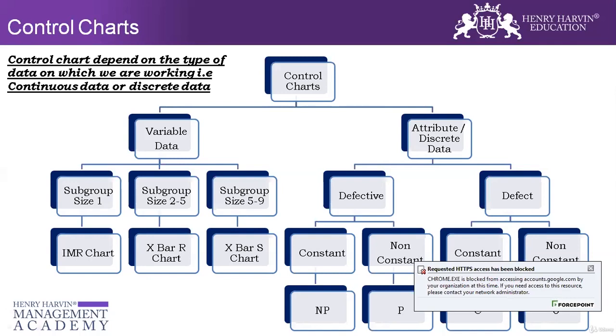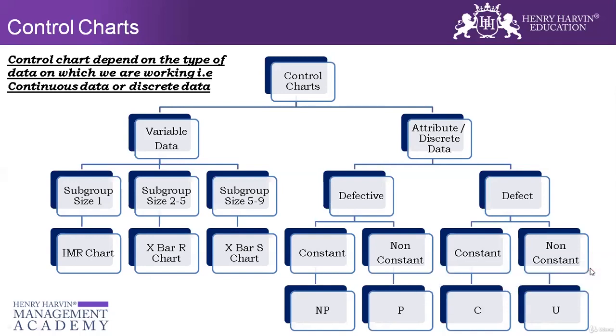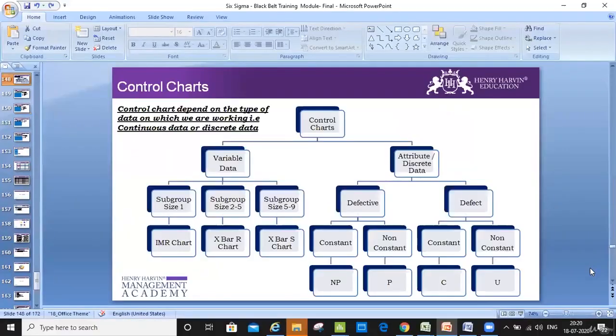So these are the 7 control charts that we usually prepare or work on to look at whether there is any special cause variation in my data. So let's do some examples on Minitab and see whether my data is in control or not.